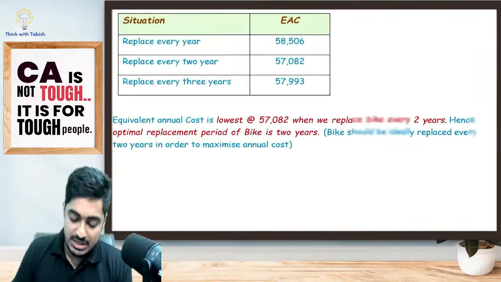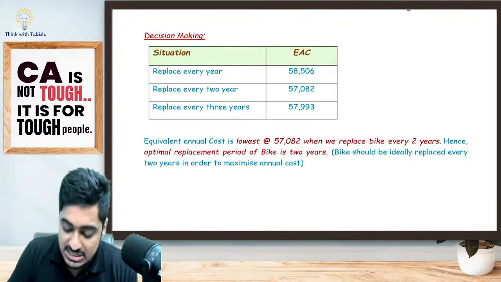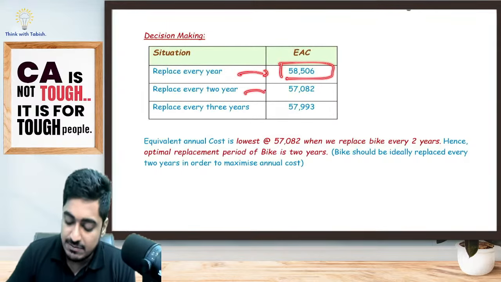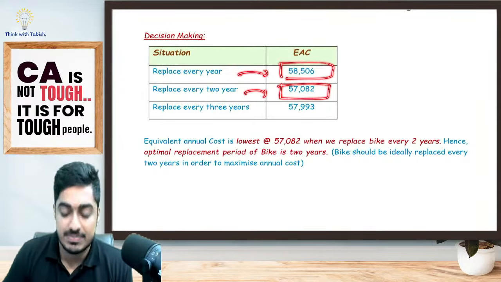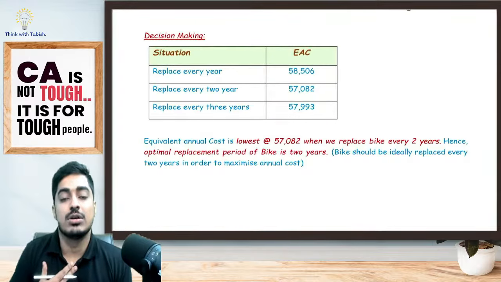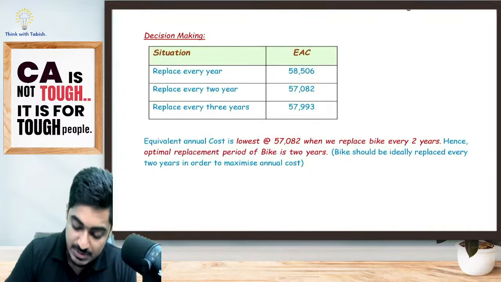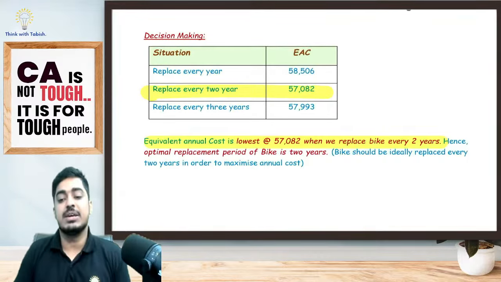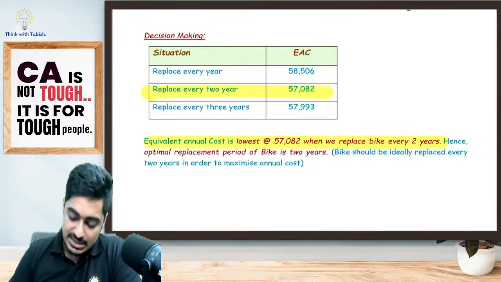Now comes decision making. Pay attention, everyone. If I change the bike every year, my yearly cost is 58,000. If I change every 2 years, it is 57,000. If I change every 3 years, now it is 57,900. What I want is a cash outflow to be minimum. Where is it minimum? Every 2 years. That means what is my decision? Yes, replace the bike every 2 years. Is this clear, everyone?